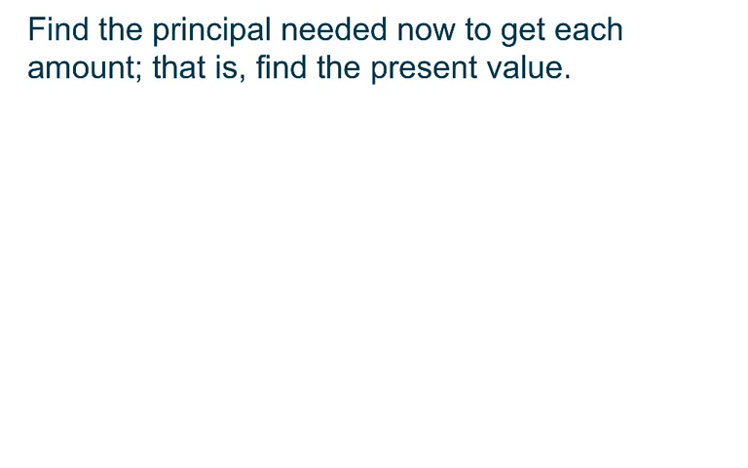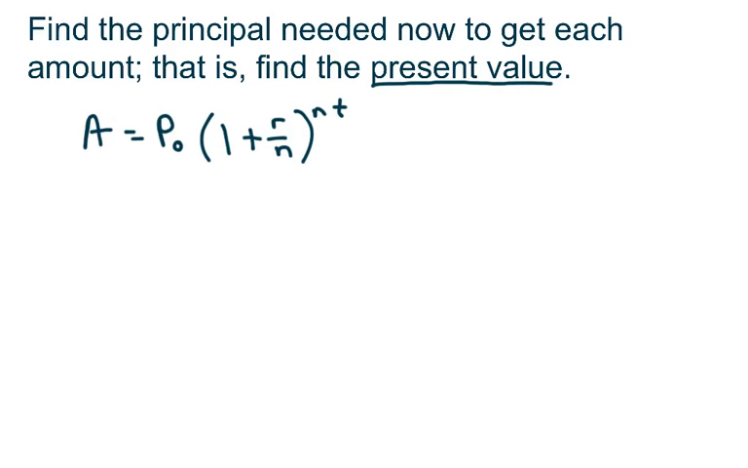Hi everyone, we're going to find the principal amount needed to get each amount, to find the present value. Usually our formula is A equals the present amount times (1 plus r over n) to the nt. But to get to the present value, a much simpler formula would be to write it as P equals A, and you just write everything the same. It's going to be negative nt.